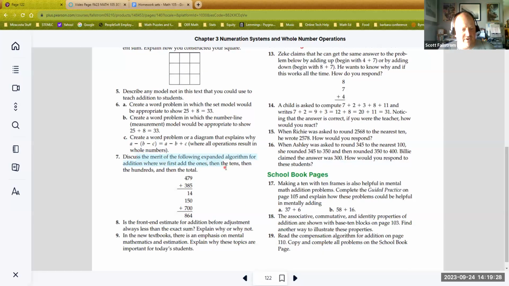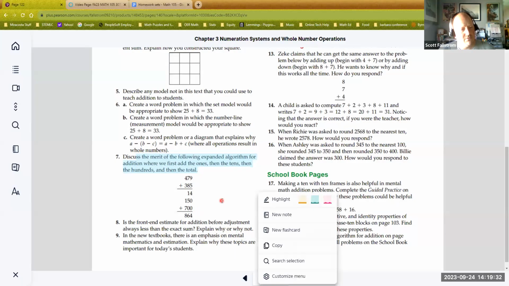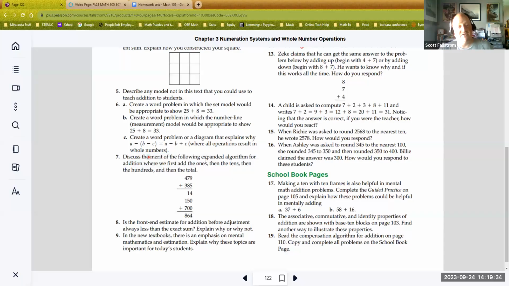Discuss the merit of the following expanded algorithm for addition where we add the ones, tens, and hundreds, then the total. Okay. All right, so you're trying to say, hey, what do I like about this? Why is this technique kind of a good technique if I was teaching addition? Okay, so what are the benefits? And hopefully you can see some benefits. I can see quite a few benefits here. If you're comparing this to the traditional algorithm where things are kind of floating above numbers, I think there's definitely some confusion that comes from that. Maybe this technique doesn't have any of that confusion. Okay.